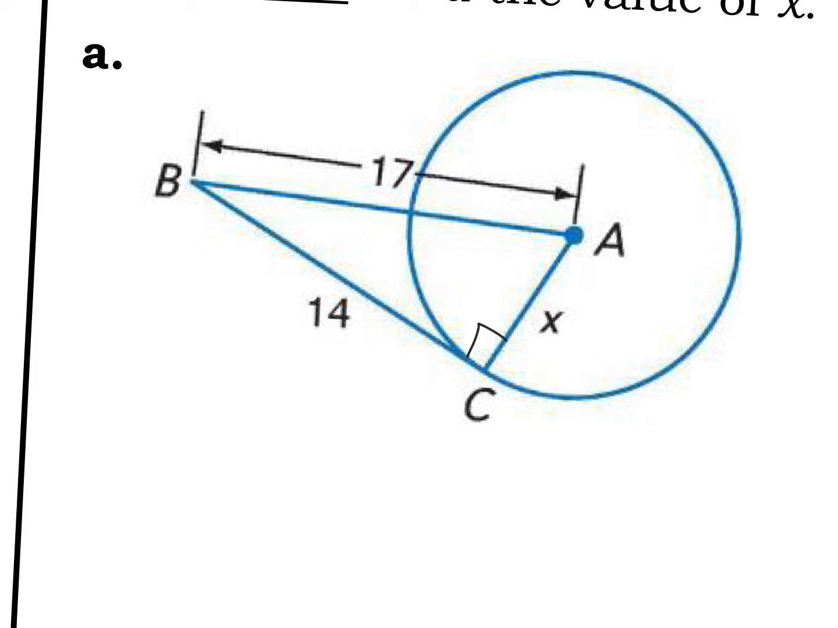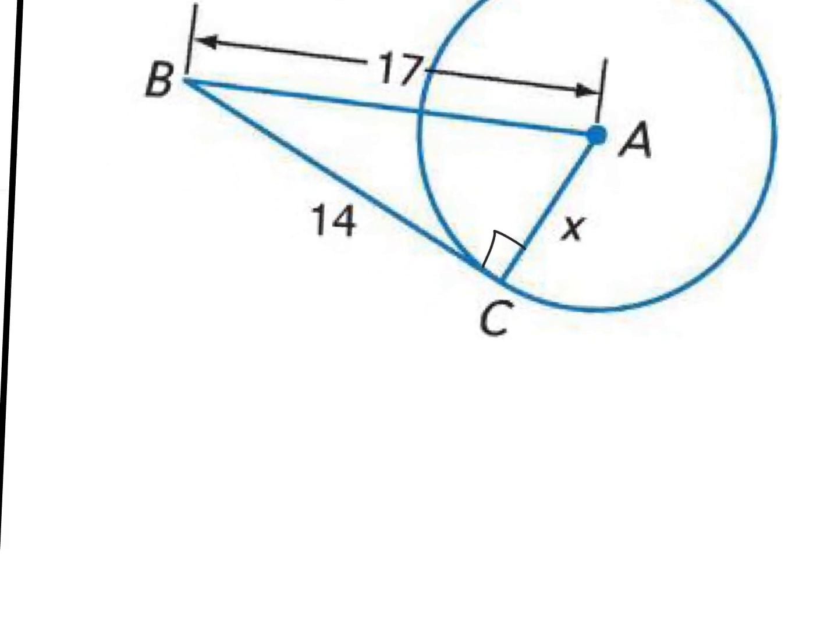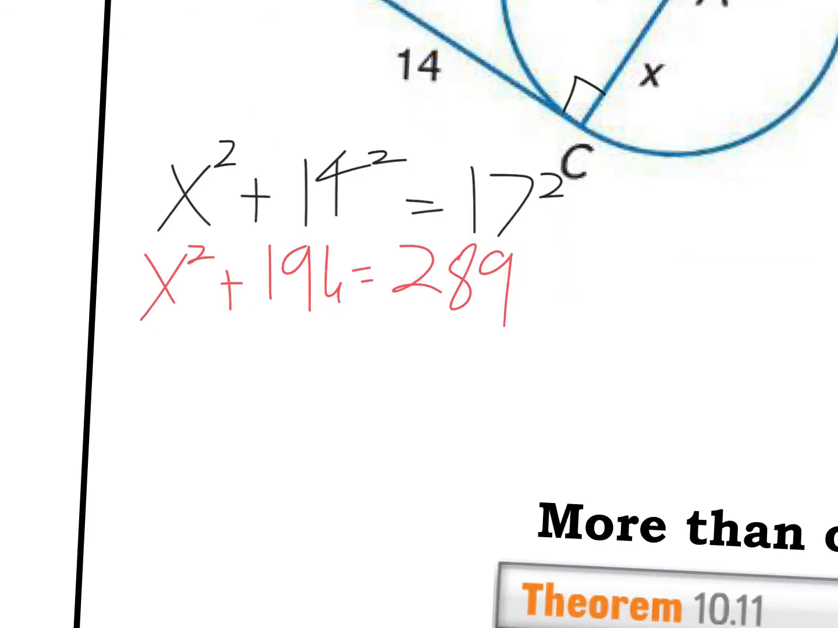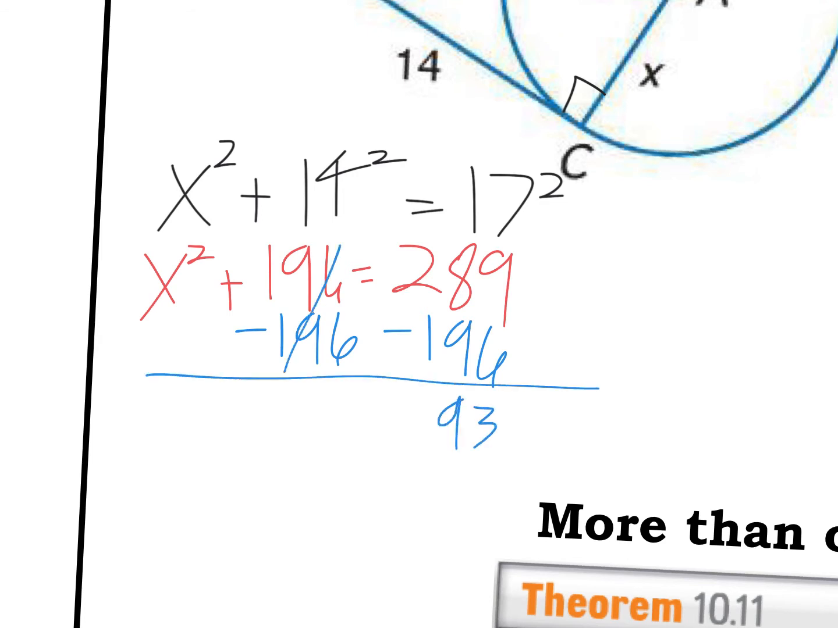It doesn't matter which side's your a or your b, it just matters what side is your c, and your c side is going to be 17 because the side opposite of the right angle is the hypotenuse. So you're going to do, x squared plus 14 squared or 14 squared plus x squared will equal 17 squared. So that's going to get you x squared plus 196 equals 289. We're going to need to minus our 196 to the other side. And 289 minus 196 is going to be 93. So we have x squared equal to 93.